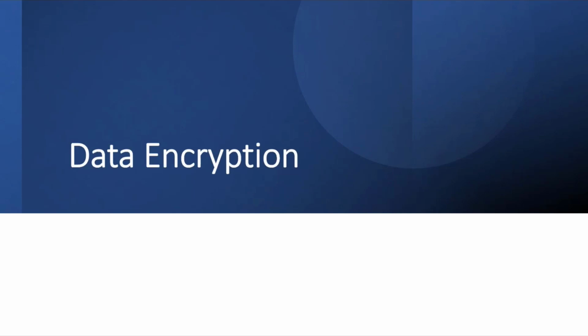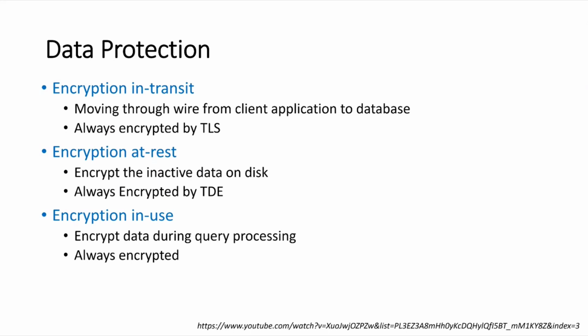Let's talk about the data encryption. There are three different flavors of data protection mechanisms available in Azure. One is the encryption in transit. That means while the data is moved from the application to the database and from the database to the application, while the data is in transit, the data is always protected by default. And to make that possible, we need to select the transport layer security, which we are enforced to select by default. You can't skip that option.